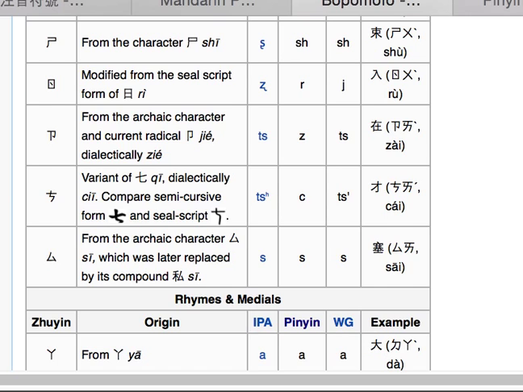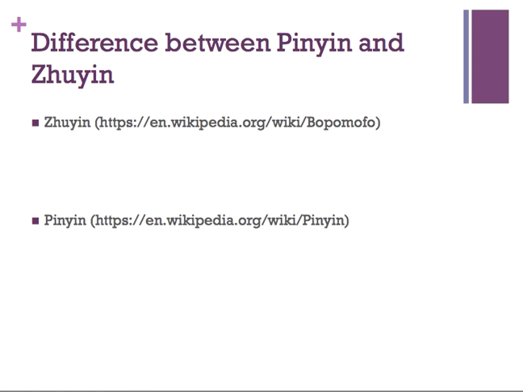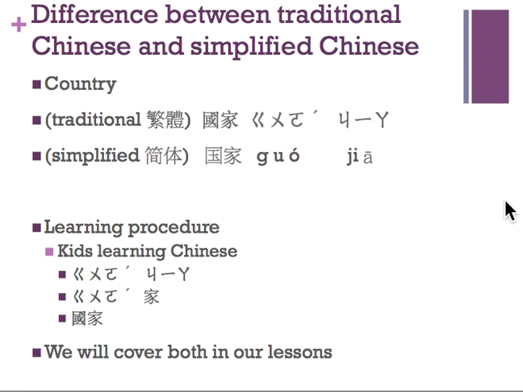And now let's go over the difference between traditional Chinese and simplified Chinese. So here's an example of the traditional and simplified. Simplified just means it simplifies some more complex characters to an easier way to write them. And usually the Zhuyin system corresponds with traditional Chinese, and the Pinyin system corresponds to simplified Chinese.